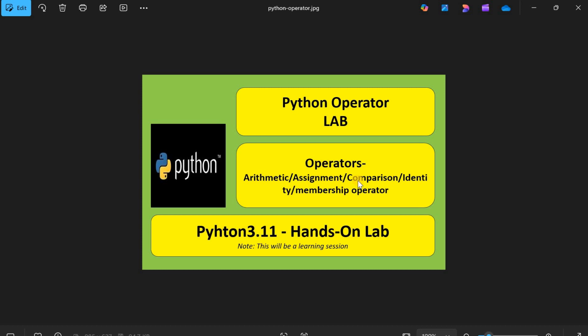Hello everyone. Today we will discuss Python operators. What we are going to discuss are arithmetic operators, assignment operators, comparison operators, identity operators and membership operators.